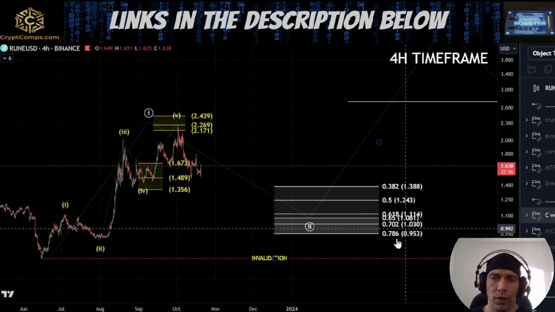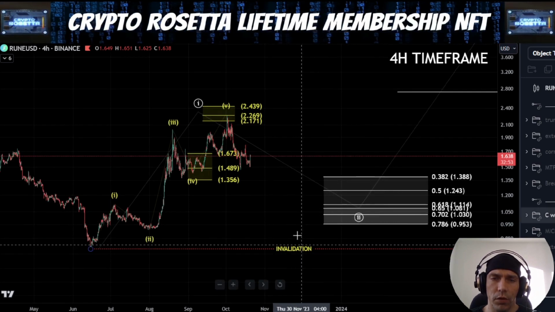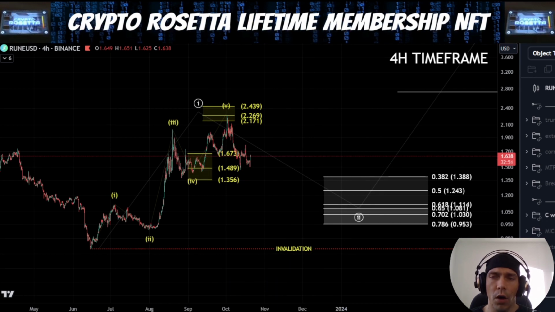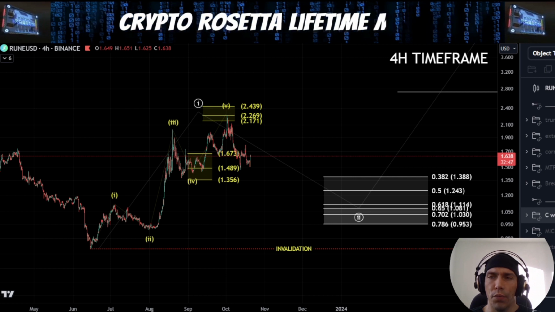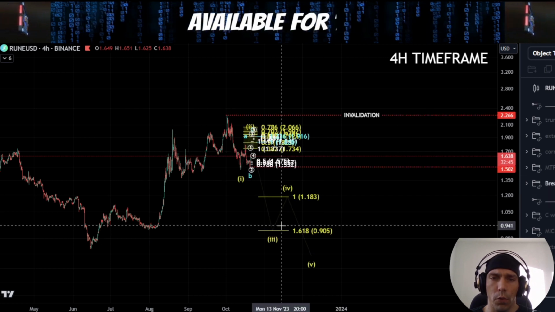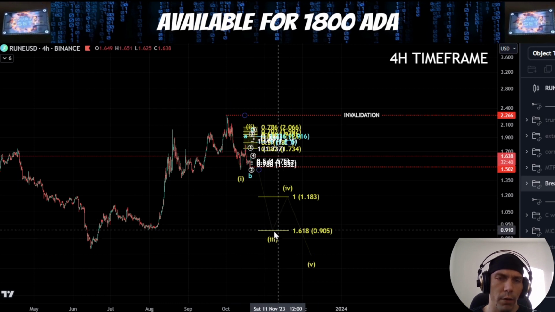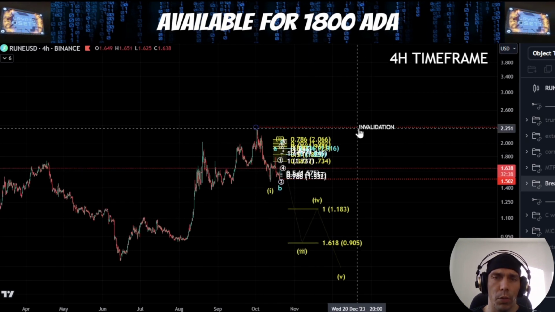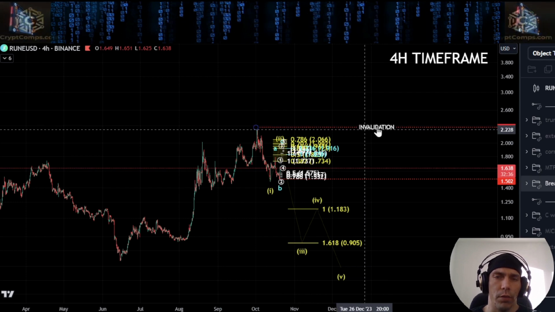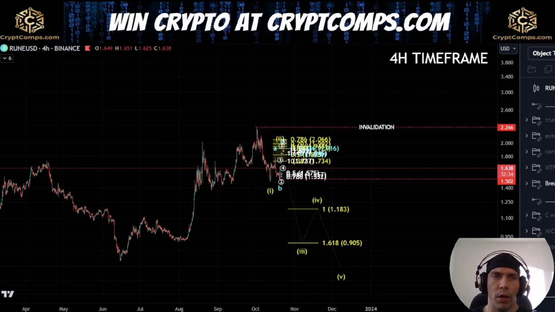If we start losing 95 cents, the probabilities start to increase that we're going to lose this low here of this 78 cents. And if we do that, by then we've probably looked to confirm the idea here of this 1618. So this is why this 1618 level is going to be very important. For as long as we actually remain below this invalidation point, we could be looking at something along these lines.